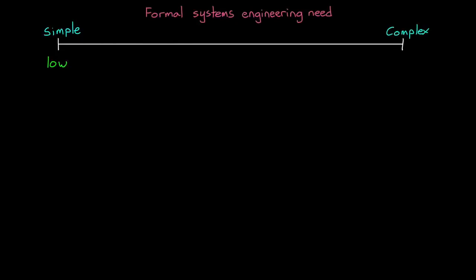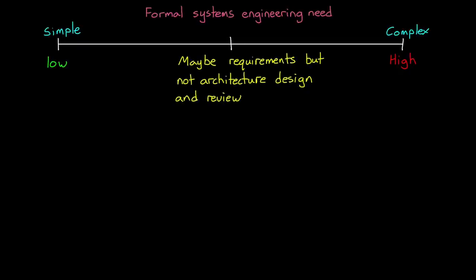Okay, here's where I want to leave this video. Simple projects won't necessarily need a formal systems engineering process. On the other hand, something complex like building an aircraft absolutely does. And in between, well, the specifics of how you do systems engineering can vary. Maybe the project could benefit from thinking about and hashing out requirements, but not necessarily from a formal architecture design and review. Each system and industry might require a slightly different approach.